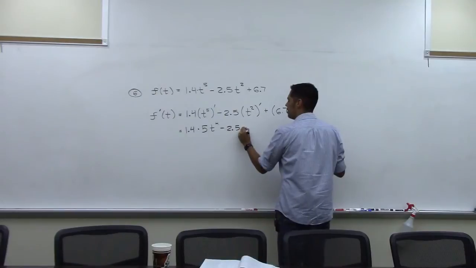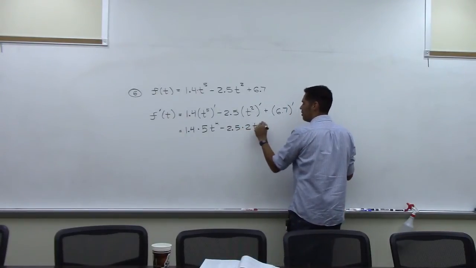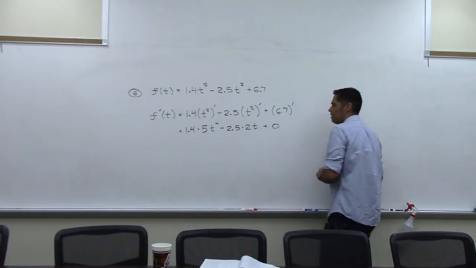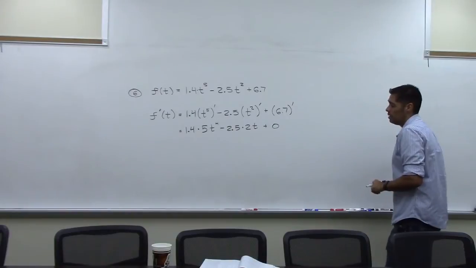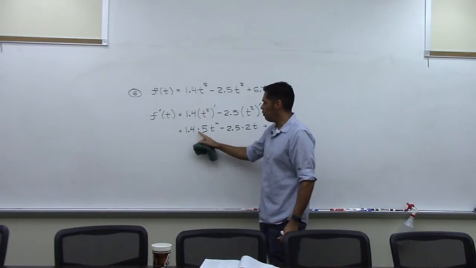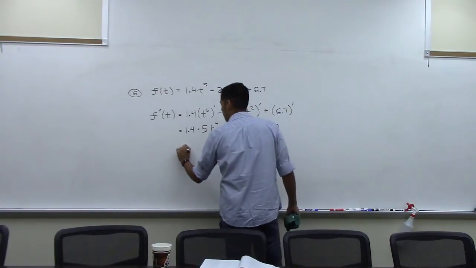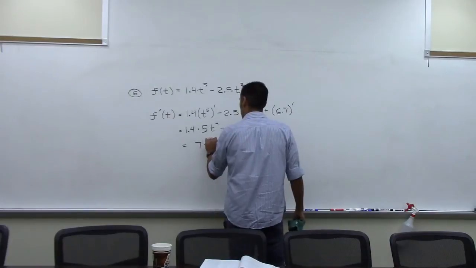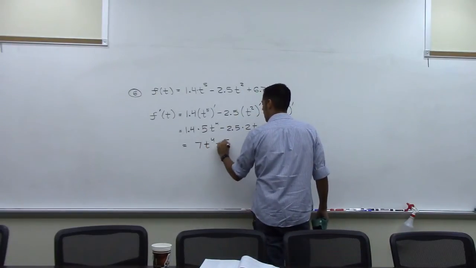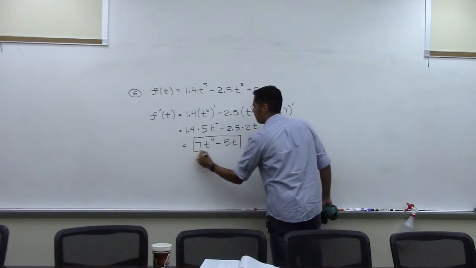2 comes down in front times 2. T to the, subtract 1 from that power, we get 1, so just t. And then the derivative of this constant is 0. We don't need to write it, I'm just putting it there. So now we need to multiply, clean this up a little bit. 1.4 times 5, that's 5.4, I believe that's 7t to the fourth. And then 2 times 2.5, that's going to be minus 5t, and then plus 0, so that's it right there.